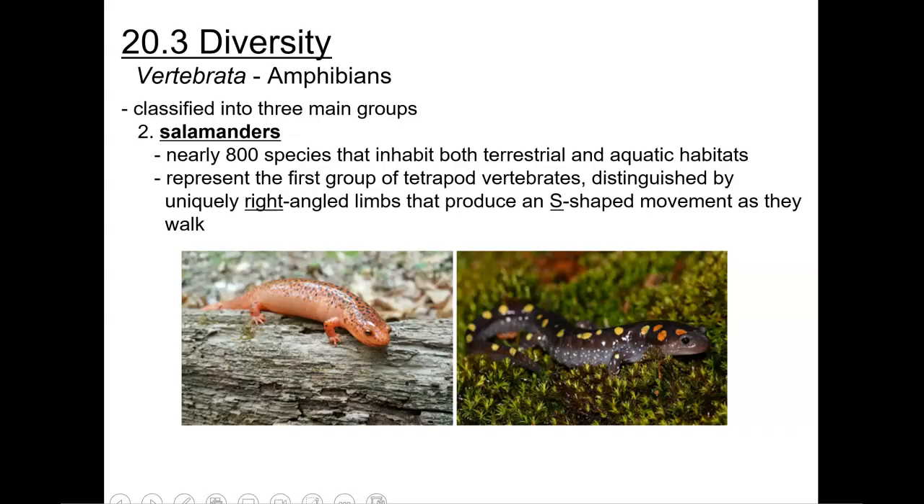Salamanders are going to consist of nearly 800 species that are going to inhabit both terrestrial and aquatic habitats. They represent the first group of tetrapod vertebrates and are distinguished by uniquely right-angled limbs and produce an S-shaped movement as they walk. And so you can kind of see that if you look over on the right-hand side at that picture, you kind of see the S-shape to the body as the salamander's walking.